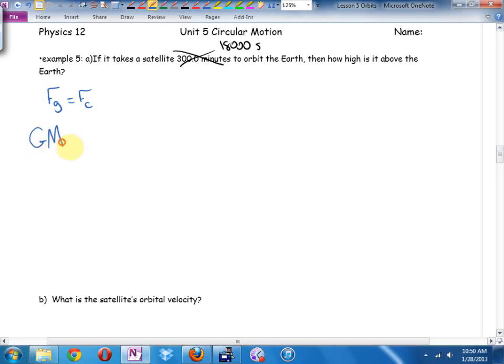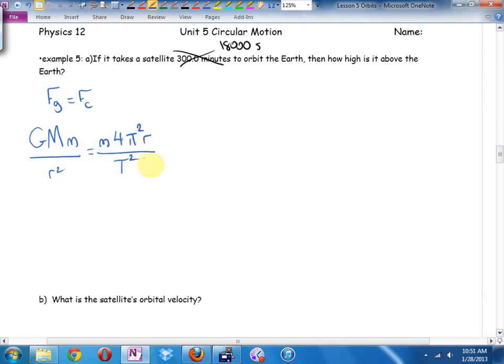Big G, big M, little m over r squared equals little m. Am I going to use v squared over r, or am I going to use 4 pi squared r over T squared? Did they give me a velocity or the period? So I'm going to use 4 pi squared r over T squared.